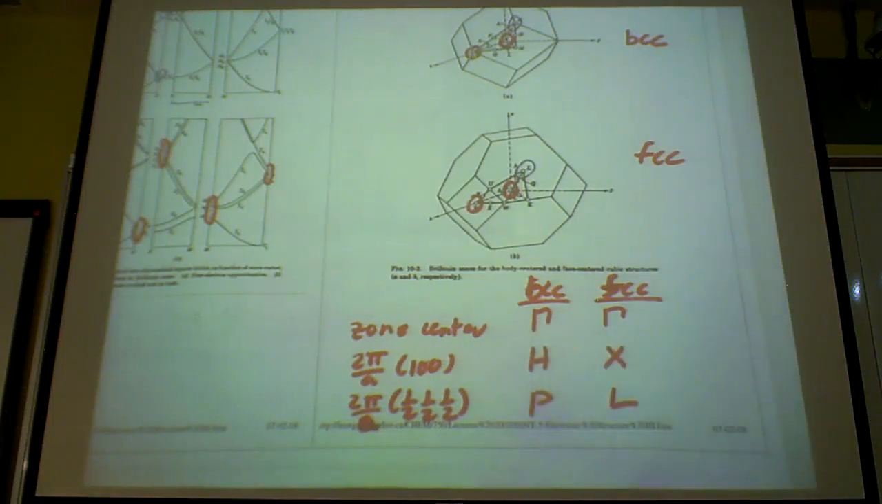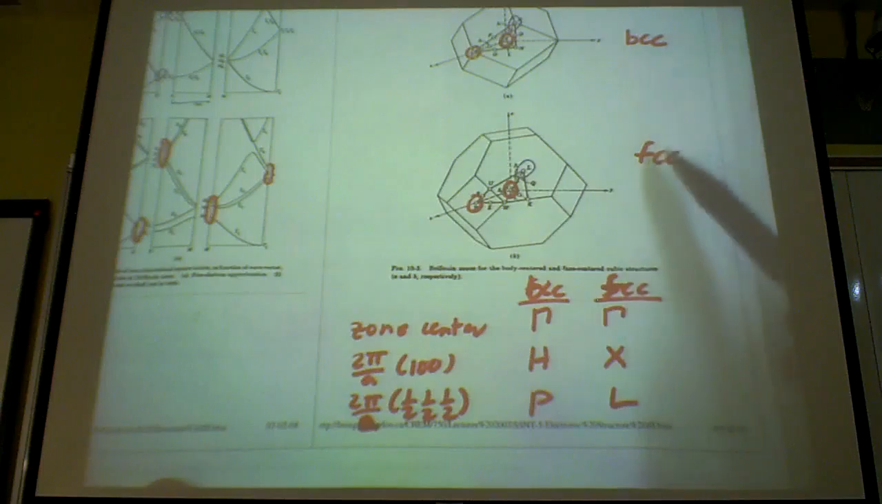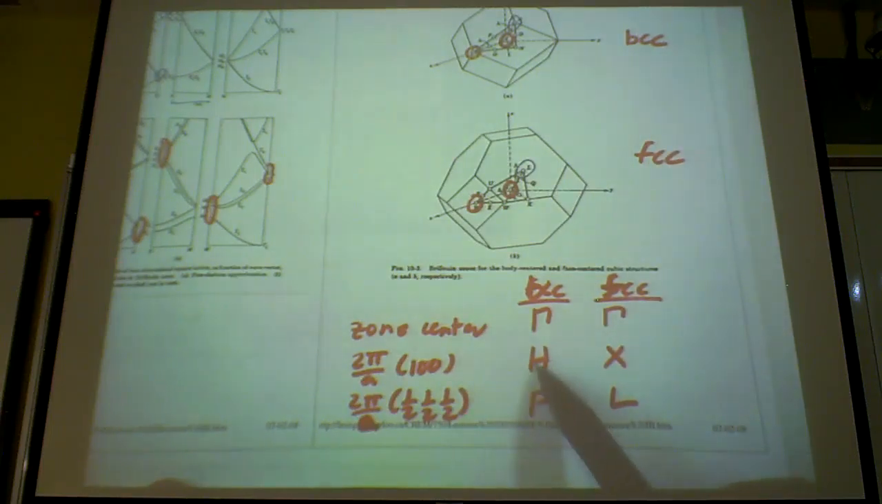capital gamma, or tau, maybe tau. This is a symbol like this. It always corresponds to the zone center, and the 100 direction, depending on which crystal structure you have, it could be called H or it could be called X, and so forth. So these are just standard notation that people may find as they go through.